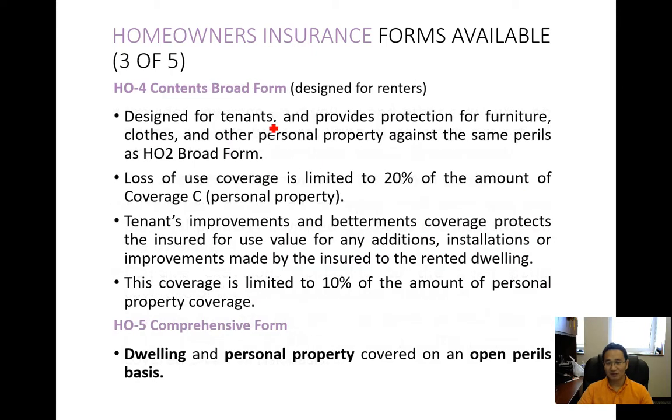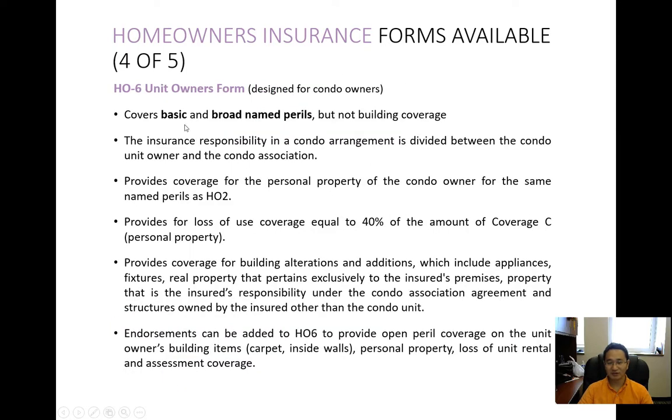And HO4 is designed for renters, right? If you rent a house, this is what's designed for you, and provides protection for furniture, clothes, and personal property. Okay. Loss of use is 20% of the amount of coverage C, 10% of the amount of personal property coverage. HO5 is dwelling and personal property coverage on open peril basis. HO6 covers basic and broad named perils. You can just say it's designed for those owners. Okay, you can just read over it.